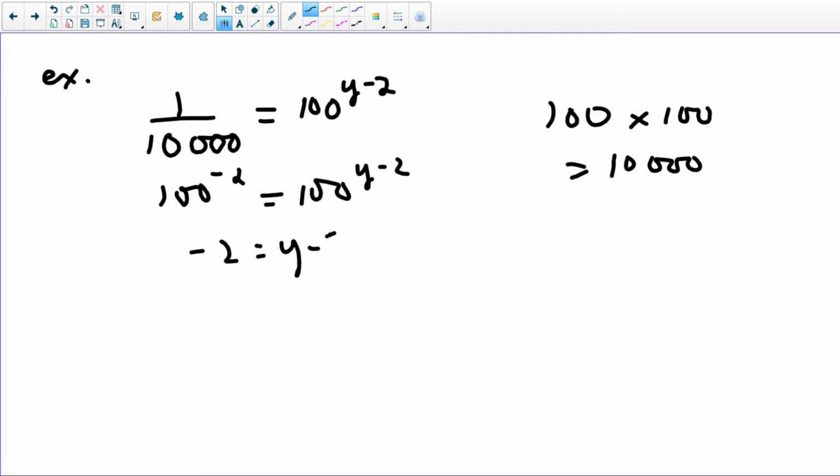It's not wrong to go to a base of 10, but in this case, my personal preference would be to notice that I can actually just use the base of 100. Okay? Are there any questions about that?